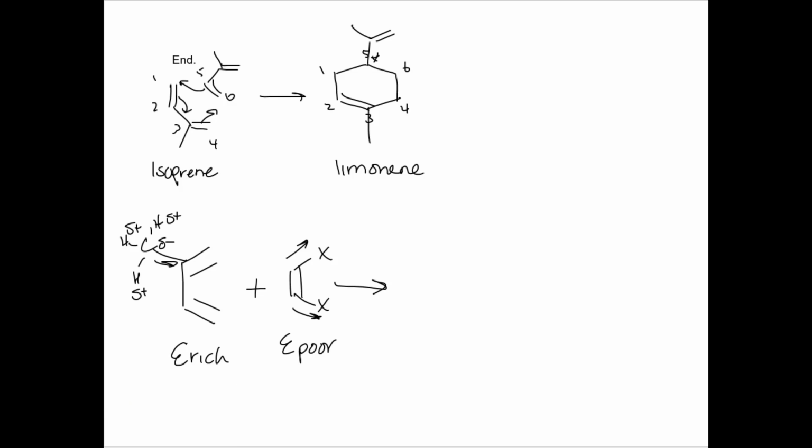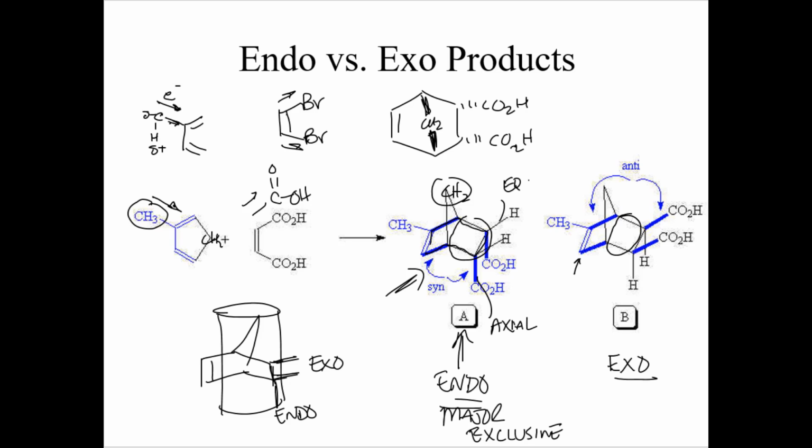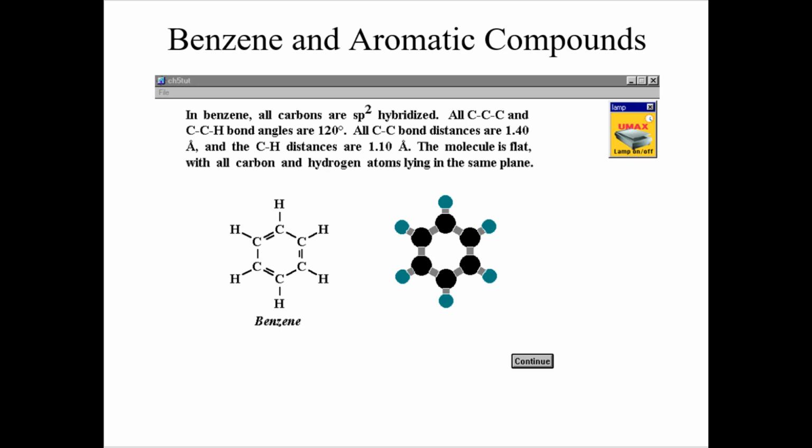Okay, so those are our reactions of conjugated alkenes: 1,2, 1,4 addition and Diels-Alder. So now let's move on and talk about the most conjugated system that we can get. And that is benzene, or what is called an aromatic ring.